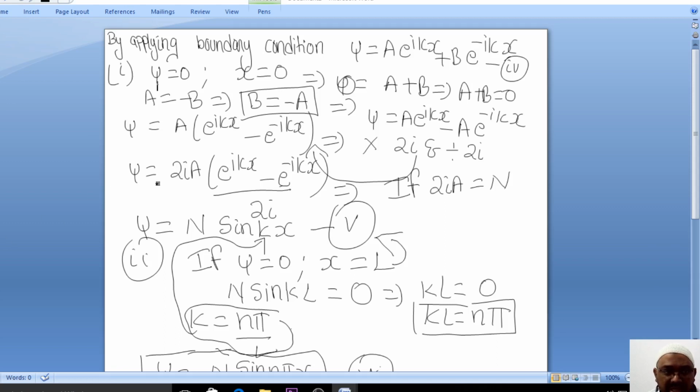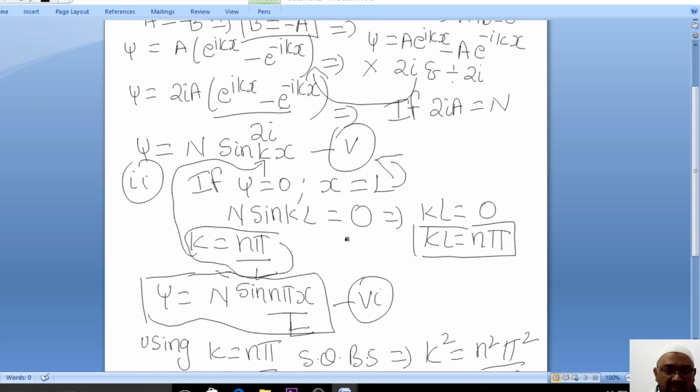So psi is equal to 2iA into e to the power of ikx minus e to the power of minus ikx by 2i. So instead of writing 2iA, what you can write? A similar parameter, capital N, we are writing. So psi is equal to capital N into e to the power of ikx minus e to the power of minus ikx by 2i. So what we will get? We will get a sine function, that is sine kx. This is equation number 5.